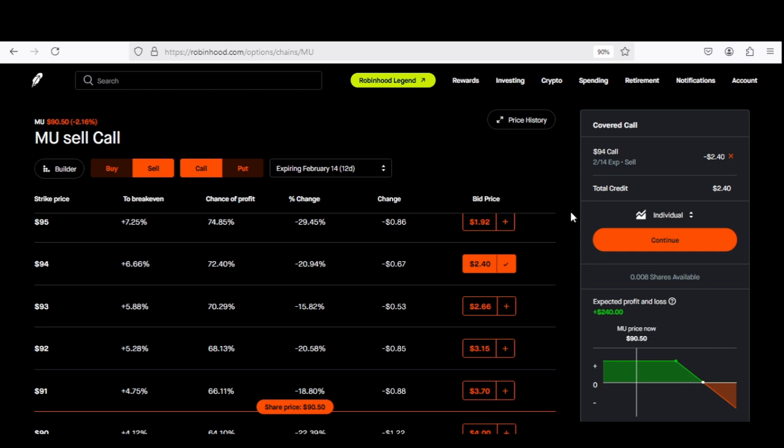In order for you to do any one of these option strategies, you will need to either own 100 shares of a stock, control 100 shares of a stock, or have cash or cash equivalent in your portfolio in order to perform these option strategies.